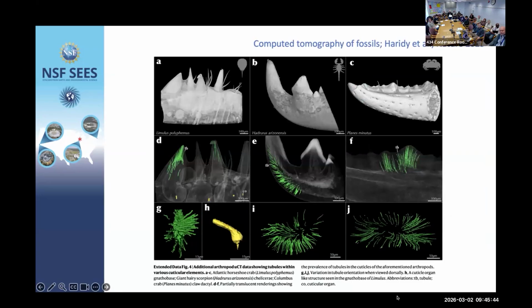Oh yeah, and these are great images that I just wanted to share, showing details of the sensory organ structure that they're able to get here. And this work was done here at 13 BMD.